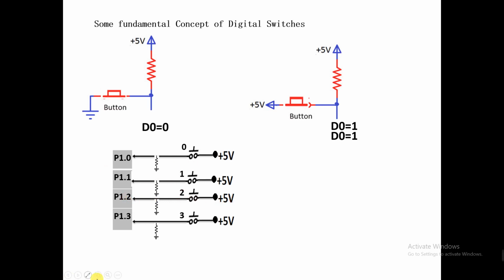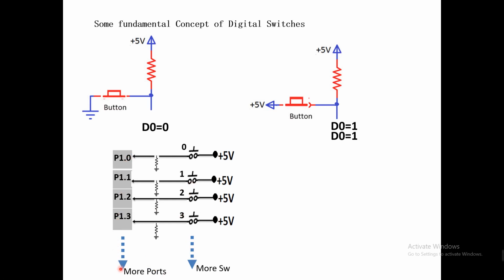So the logic here is, if we want to connect four switches, then we need four wires and, of course, four bits of a port. What happens if we do something more? For example, if we have more switches, then what will happen? More ports will be required.